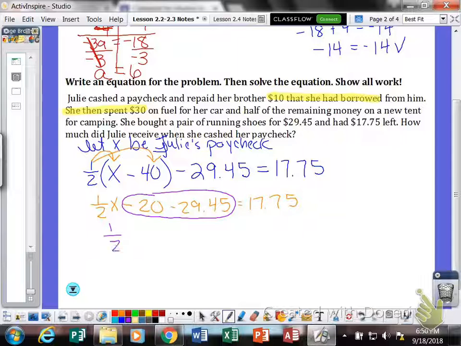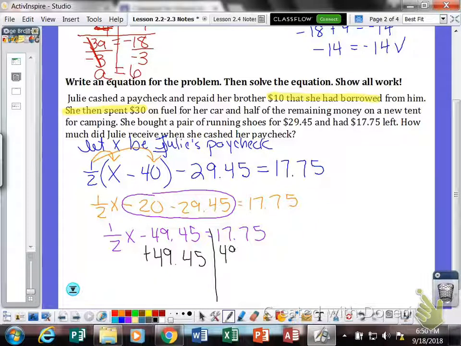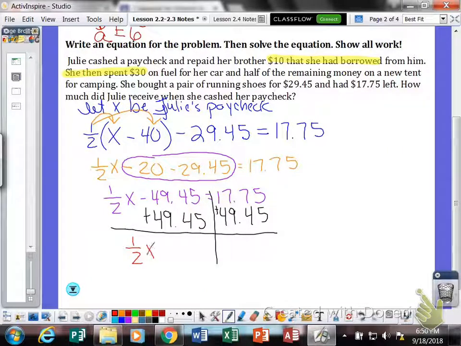So now I have 1/2 x minus 49.45. That's equal to $17.75. Then add 49.45 to both sides. So we're going to add to both sides. And then we get 1/2 x, these zero out, is equal to, when we add those together, I get $67.20. And again, I want to multiply by the reciprocal.